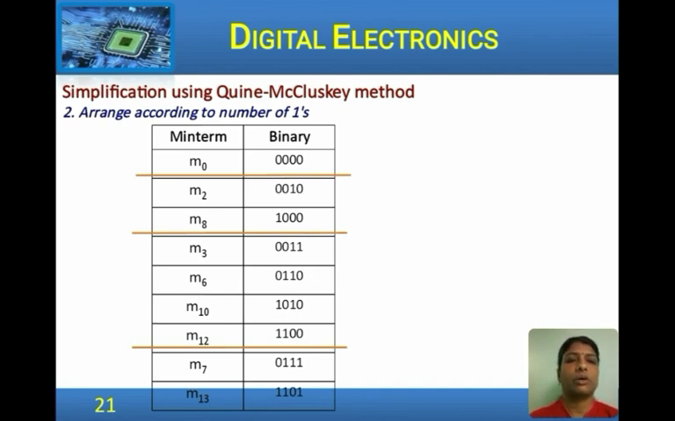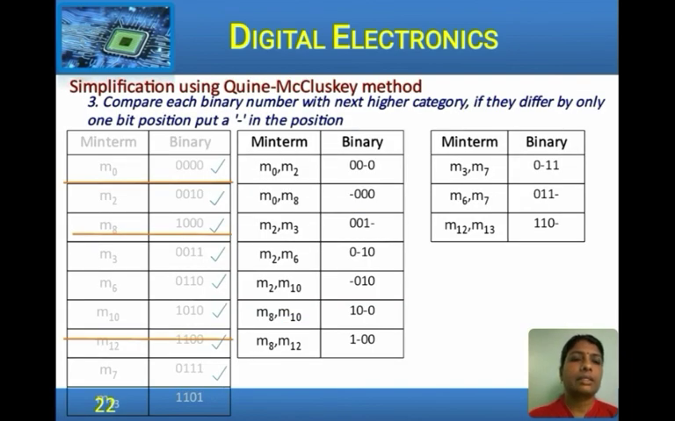So, we have listed all the minterms and their binary equivalents, and then arranged them according to the number of ones available. Next, compare each binary number with the next higher category, and if they differ by only 1 bit position, put a dash in that position and tick mark the minterms that are selected.